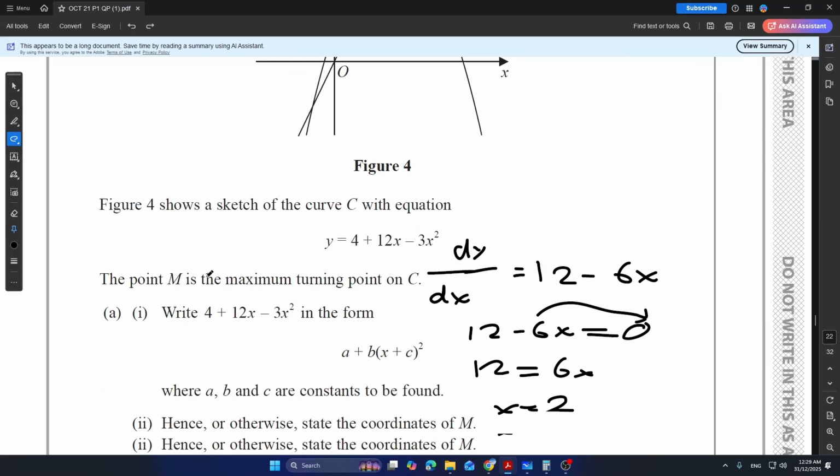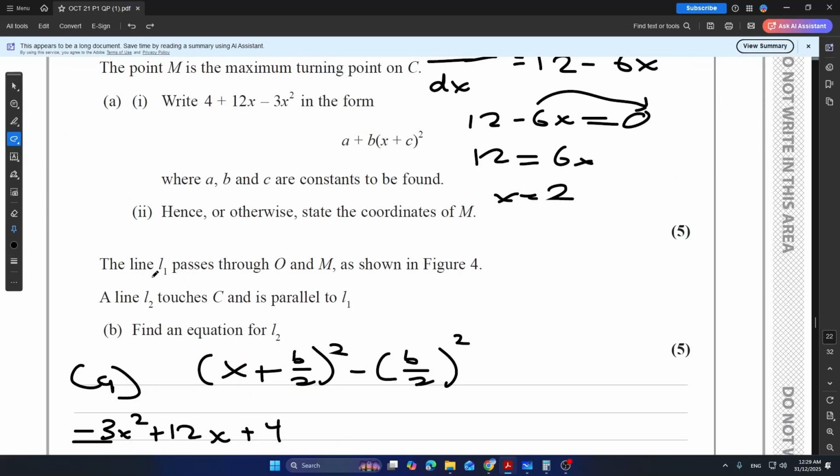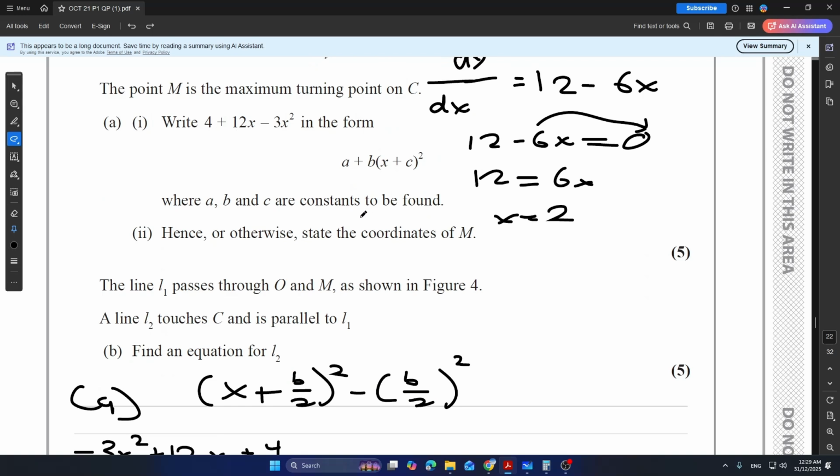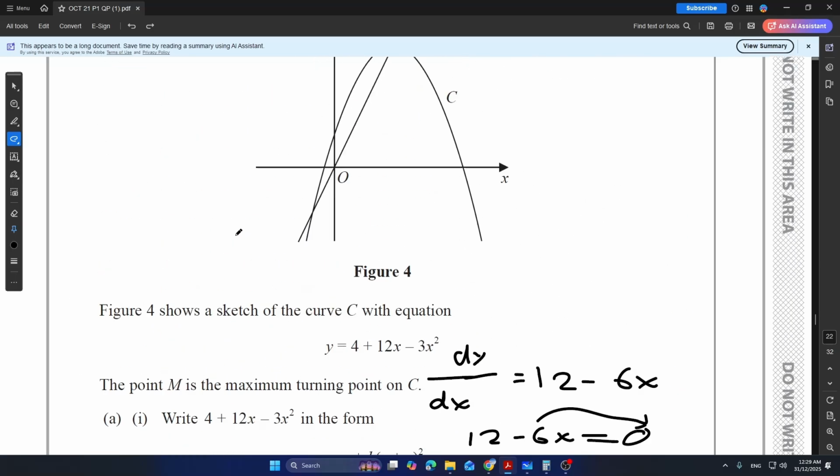And it says the line L2 touches C here, and it's parallel to L1, and find the equation for L2. Now this is a very, very difficult question, and even when I first did it, it was very hard for me to solve, because of one concept. It was easy, but it was unclear. Okay, let's start off. This says find an equation for L2. Now it says L1 passes through O and M. That means let's find L1 first, because we have 2 points for L1.